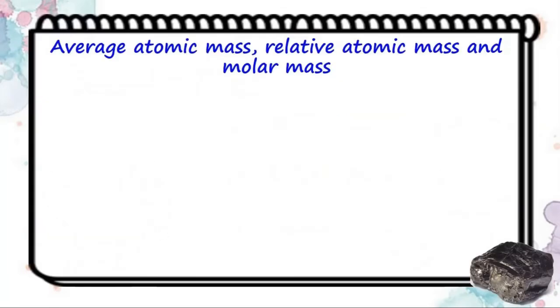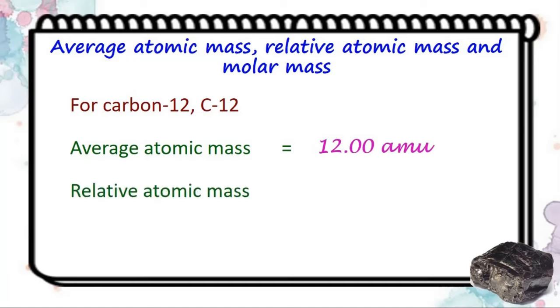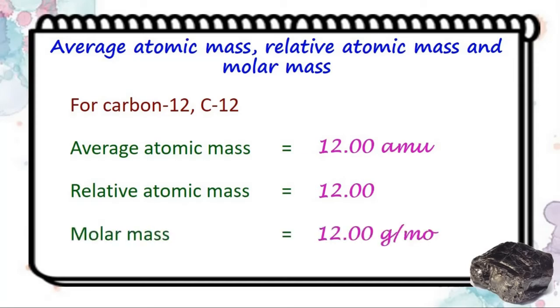Do you know what is the difference between the average atomic mass, relative atomic mass, and molar mass? Let's go through one of the examples. For carbon-12, the average atomic mass is 12.00 AMU. Relative atomic mass is equal to 12.00 and molar mass is equal to 12.00 grams per mole. So from this example, we can conclude that average atomic mass, relative atomic mass, and molar mass have the same numerical value but only differ in their units.